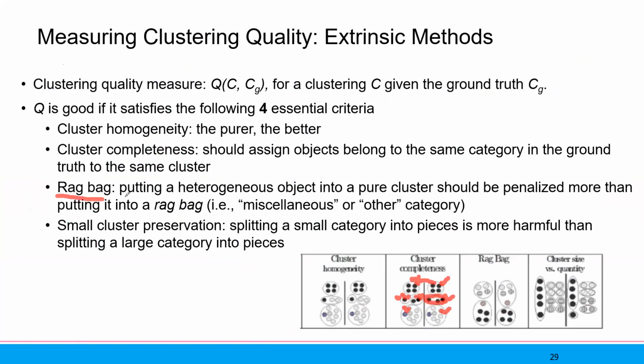Rag bag. It means putting a heterogeneous object into a pure cluster should be penalized more than putting it into a rag bag, or miscellaneous or other category. For example, I know that in the ground truth, this data belongs here. But in the clustering result, this data belongs to another group. Then we need to give a penalty or minus value.